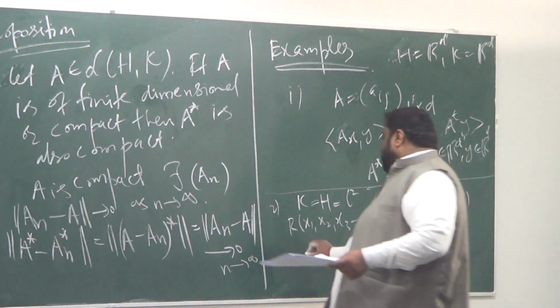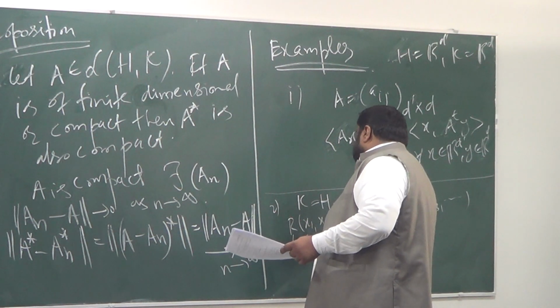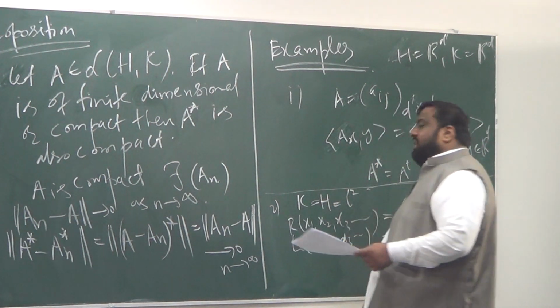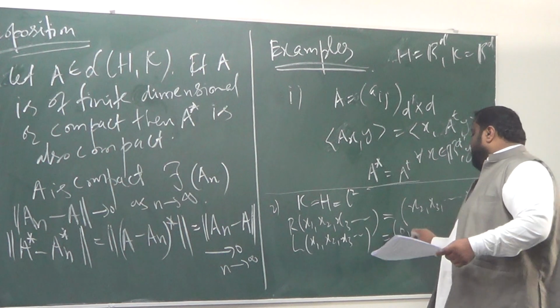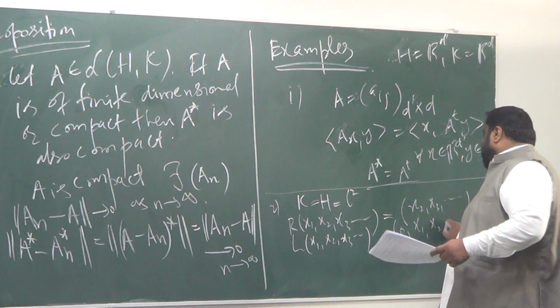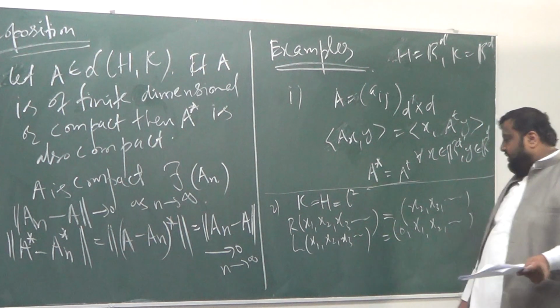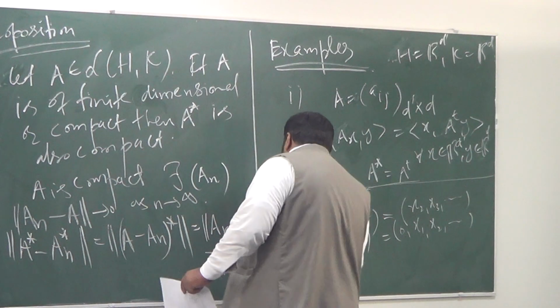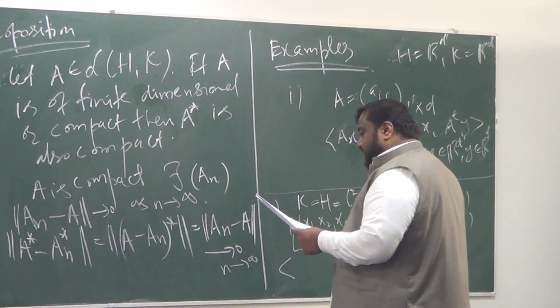And how about the left shift? That would be x1, x2, x3, and so on, mapped to x2, x3, x4, and so on. Okay? And then I'm saying that let us compute what the adjoint is.